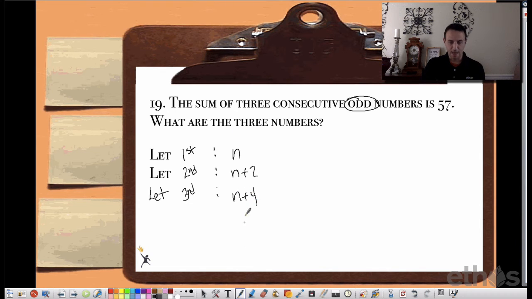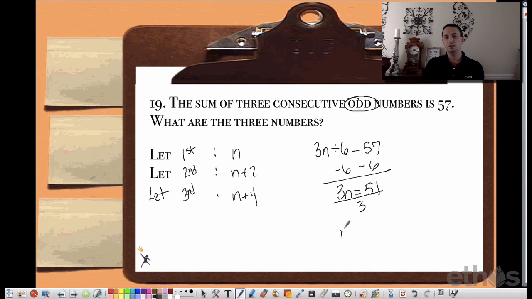Sometimes I just drop down and add those up in my head: n plus n plus n is 3n. 2 plus 4 is 6. It's equal to 57. Subtract 6. 3n is equal to 51. And then when you do the division on this, n is equal to 17. So I know my first number is 17. My second number is 17 plus 2, which is 19. And my third number is 17 plus 4, which is 21. And those are my three consecutive numbers.